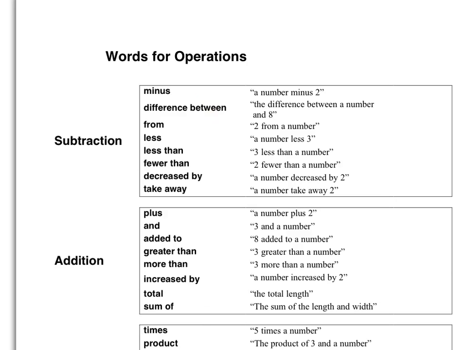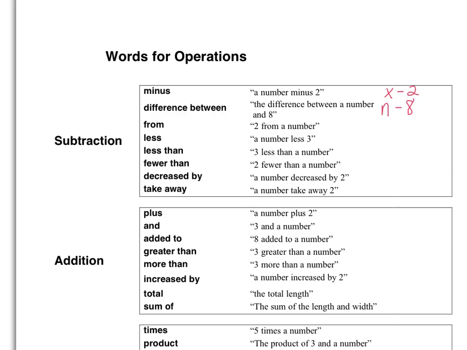Okay, so let's run through these. We've got minus, a number minus 2. Well, that would be x minus 2. The difference between a number and 8. Well, that would be the number minus 8. Difference goes in the order in which it came in the sentence.